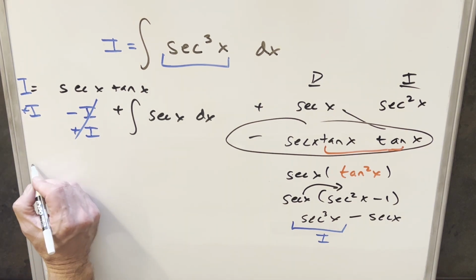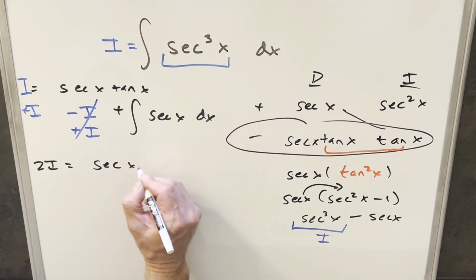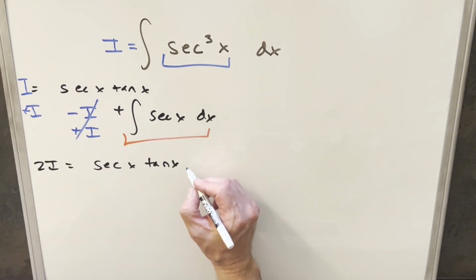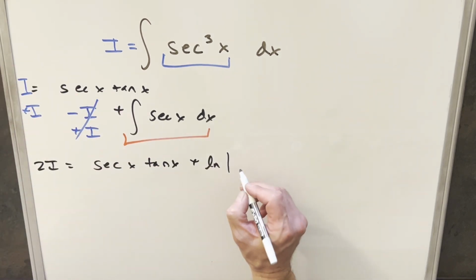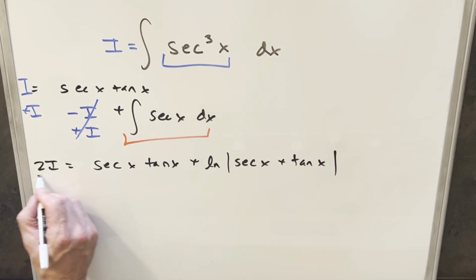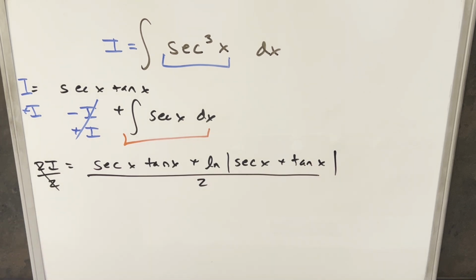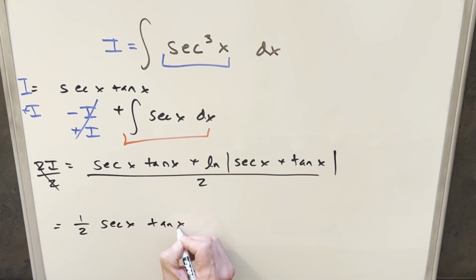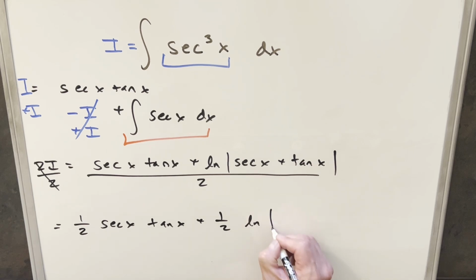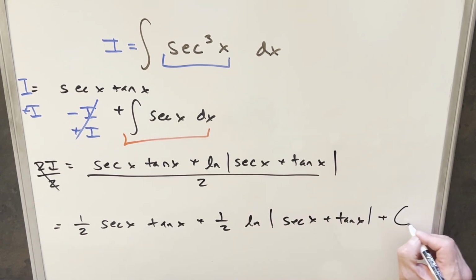Then on the left side, we're going to have 2I, bring down the secant x times tan x right here. But this right here, this is just another common integral. This is going to become natural log absolute value secant x plus tan x. But now we just need to divide off 2 in order to isolate our solution. Divide by 2 on both sides. And we could just leave it like this, but I think I'll rewrite it. So for my final solution, we just get 1/2 secant x tan x plus 1/2 natural log absolute value secant x plus tan x, absolute value, add a plus C, and that's it.